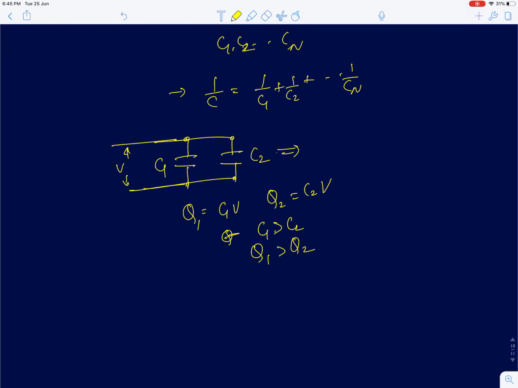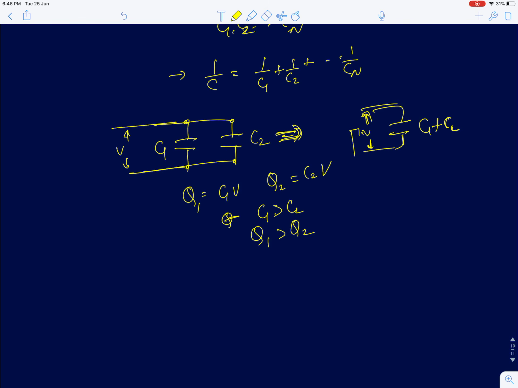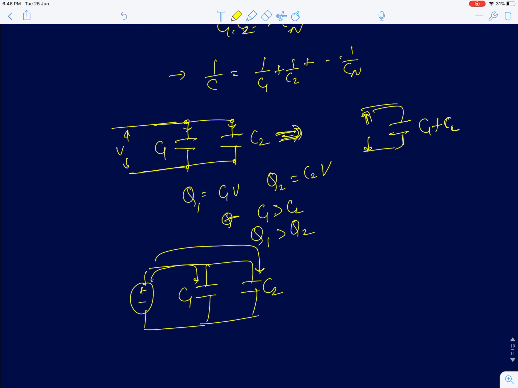In a very similar fashion, we can show that these two can be represented as a single capacitor of value C1 plus C2. With the voltage being the same, it can be analyzed as a single capacitor of value C1 plus C2. This total capacitor C1 plus C2 will demand a certain charge, which will be the sum of the two individual charges demanded by C1 and C2. What I mean by that is, if I apply a voltage source to two capacitors C1 and C2, you would have charges transferring to this plate and to this plate.